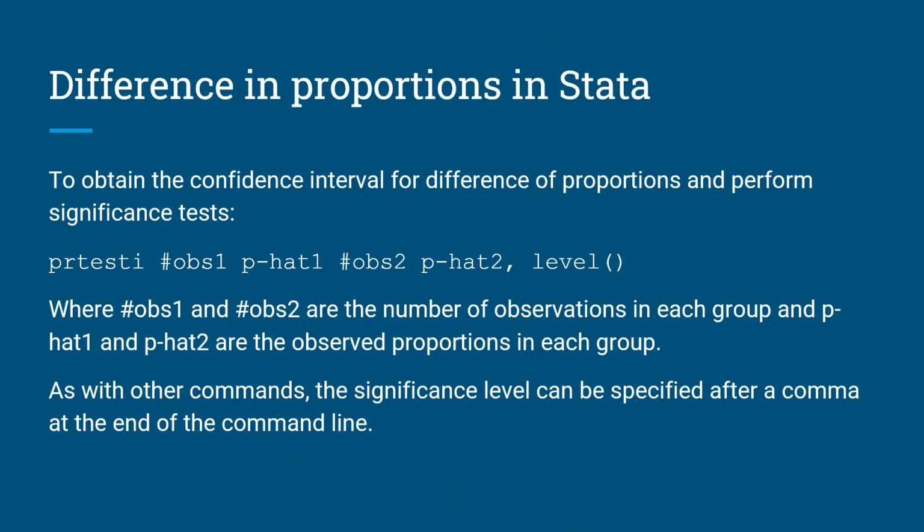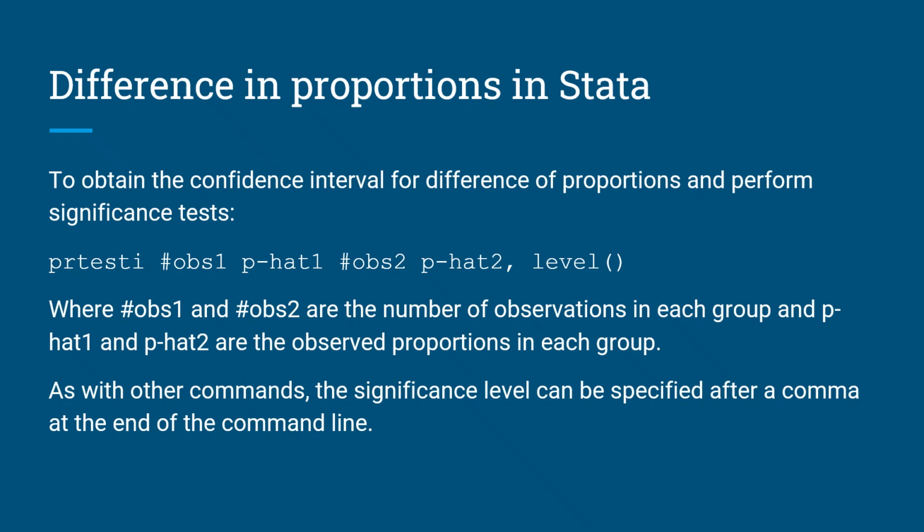Everything that we've just done by hand, we can also do in Stata. So we can obtain a confidence interval for the difference in proportions and also perform significance tests using the prtesti command. Again, that i refers to an immediate test, something that we can do just by providing Stata with some information about the number of observations in our sample and observed proportions. So we don't need to actually have a data set read into Stata in order to get these estimates. And prtest is referring to a test of the difference in proportions.